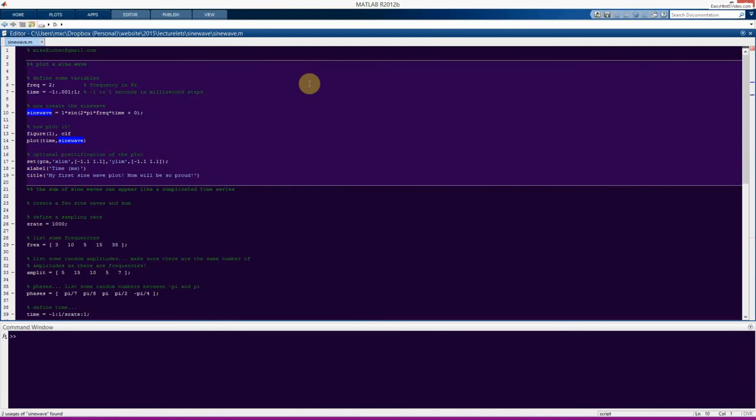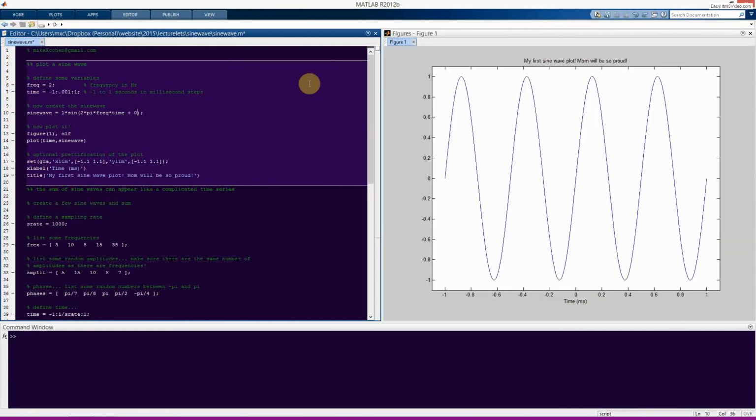Here's our familiar looking sine wave. We're not defining an amplitude here, so it's implicitly set to 1. Of course, I could just leave it like this. A sine 2 pi ft plus theta, and here again the theta, I'm setting it to 0, so we also could have just deleted it. So we can run this line of code and get a very nice looking perfect sine wave.